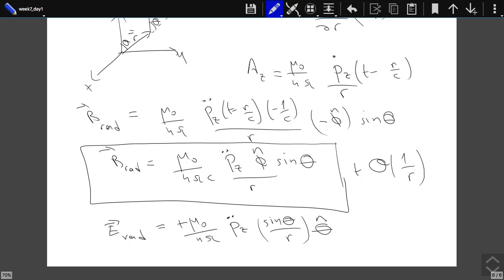You again see the same behavior. You get the second time derivative. It depends on the sine of the theta angle, sine theta over r. It's perpendicular to that one. This is the radiating electric field. You see, it's the second time derivative.